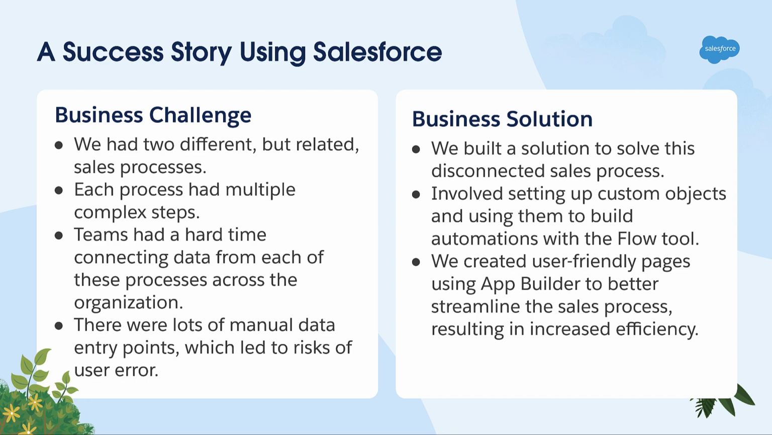We had 2 different but related sales processes, and each process had multiple complex steps, but teams had a hard time connecting data from one of these processes across the organization. And there were lots of manual data entry points, which led to a lot of user errors. So what we did is we built a solution to connect the sales processes by setting up some custom objects and using those to build automations with Flow. Then we were able to create a user-friendly page using App Builder to better streamline the sales process and increase efficiency. I know some of you in the room probably use that page, and now you understand how great it is. Imagine what it used to be before we implemented this.